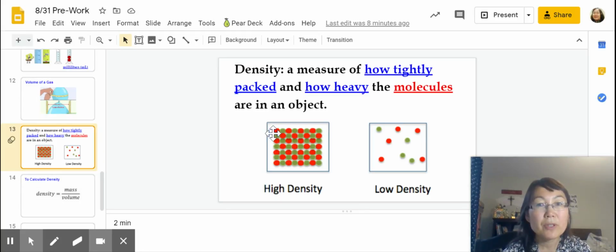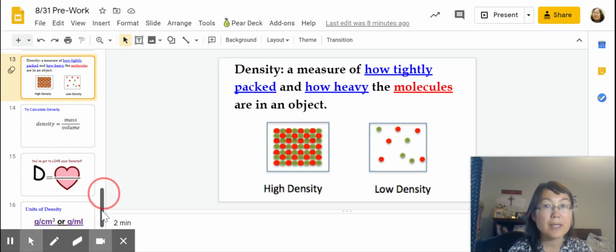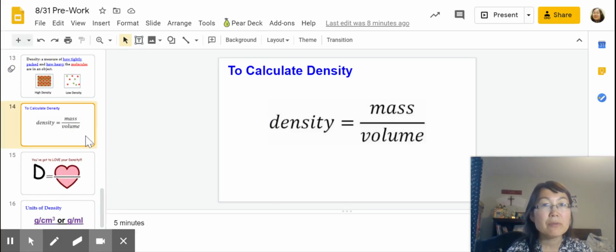Okay, so for example, if each of these red and green particles is way heavier than the material contained in here, even though I should give you more pictures, if those particles are way heavier than the other material's particles, it can also have high density. We're going to learn more about density tomorrow, and on Wednesday we're going to do a lab.